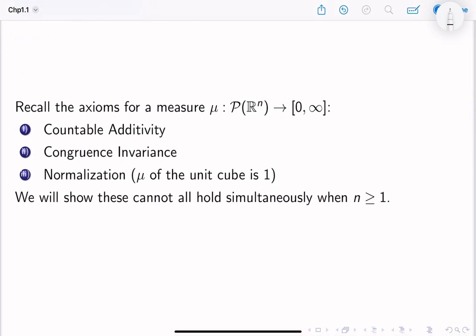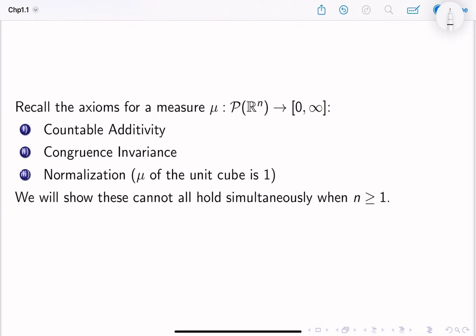We are trying to define a function mu whose output is in [0, infinity]. It can be infinite, it can be 0, or it's a positive real number. And we want to call that the measure of whatever set we're inputting to mu, right? And we're saying there are some common sense properties that we want the measure to satisfy.